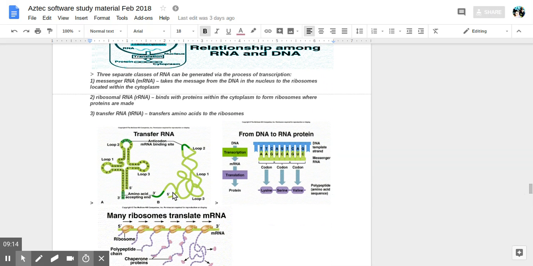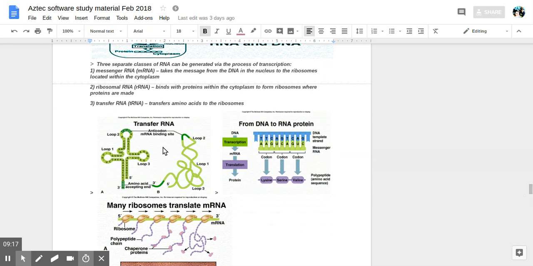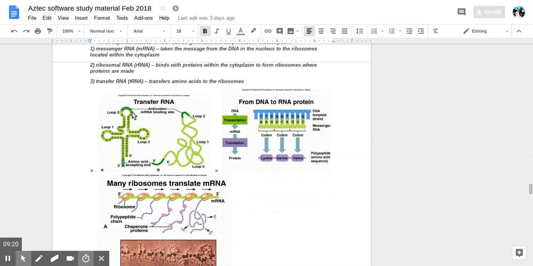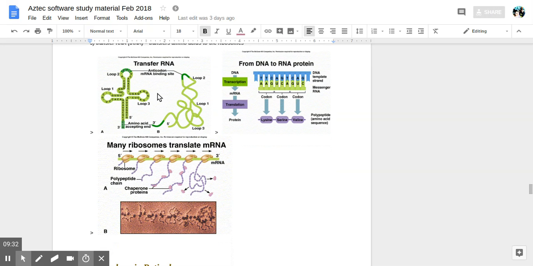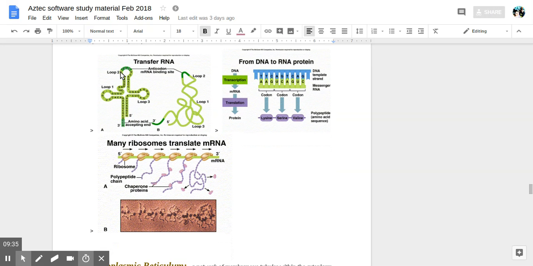This is showing what tRNA looks like. It has an anticodon mRNA binding site, so the triple base tip, which complements a particular triple base that are the codon regions or triplets on the mRNA, while the other end has the amino acid accepting region bound to amino acids. So each codon brings a different amino acid.